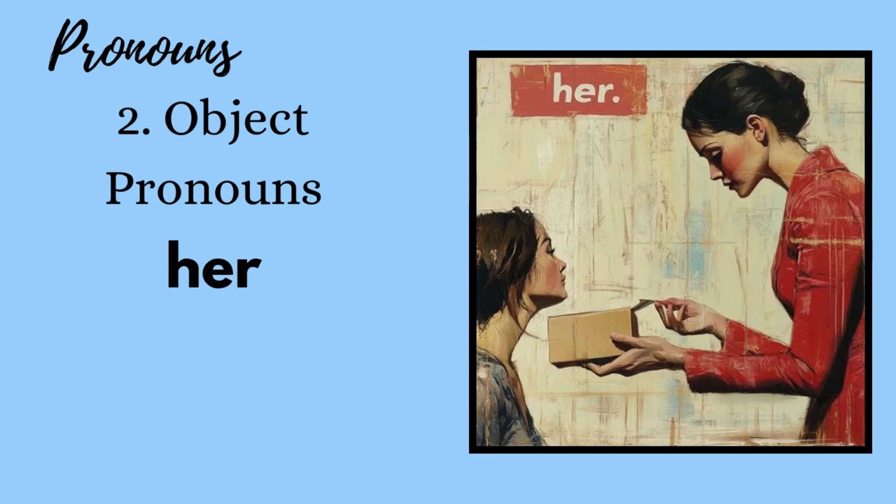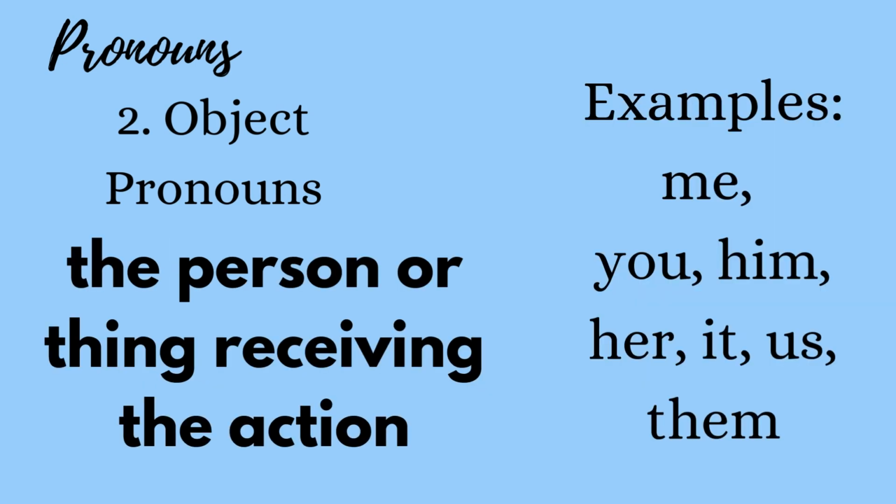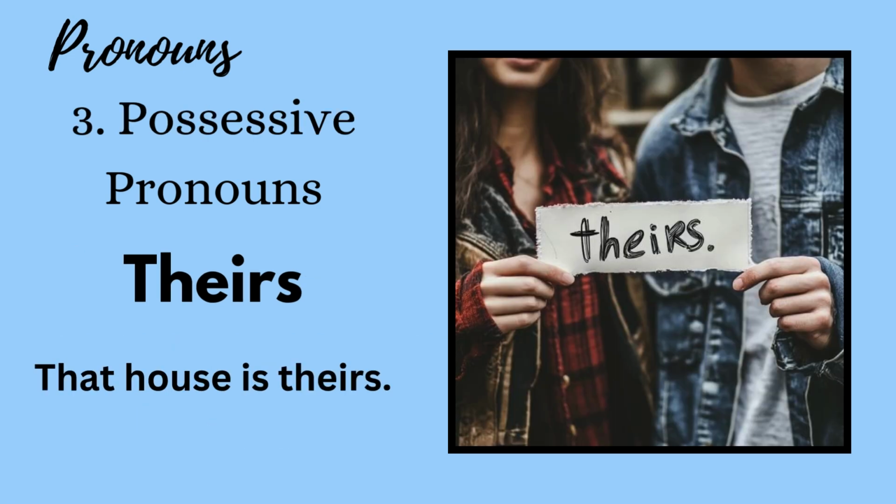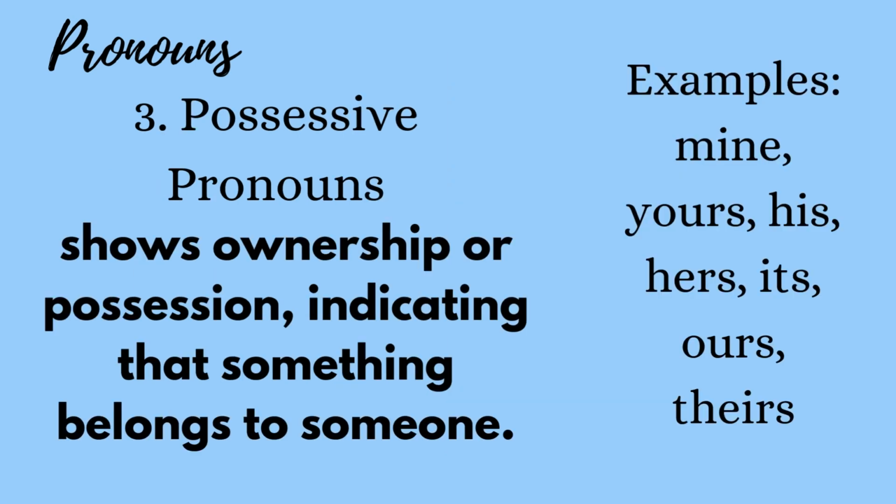Her is an object pronoun. Instead of saying I gave Sarah the box, we can say I gave her the box. An object pronoun indicates the person or thing which is receiving the action. The word theirs in this sentence is a possessive pronoun. A possessive pronoun shows ownership or possession, indicating that something belongs to someone.